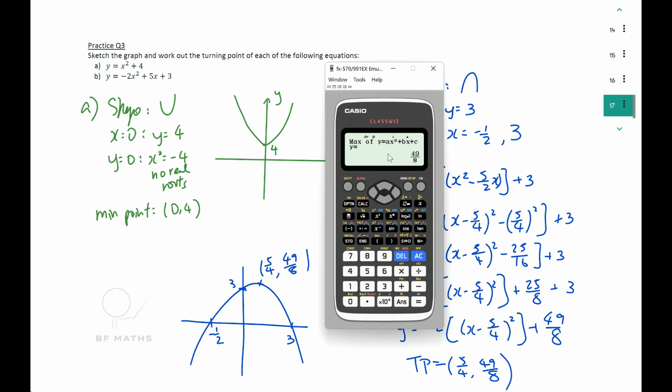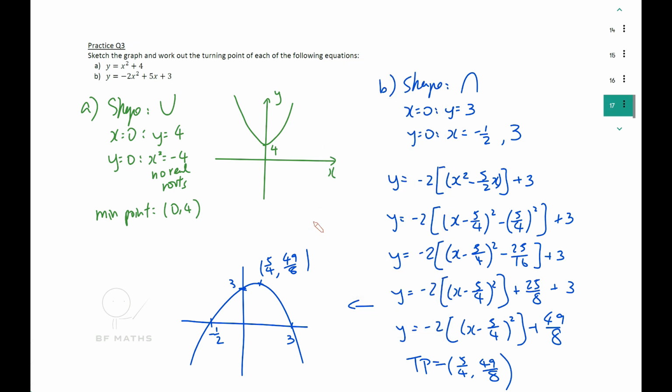However, to find the turning point, you must show your steps either through completing the square or through differentiation. So you will need to show the steps. The calculator is just to help you verify your answer in that sense. Okay, right, and that's the end of the lesson.